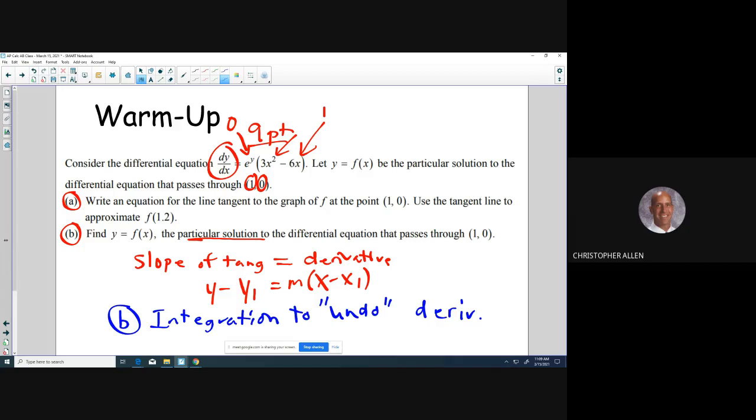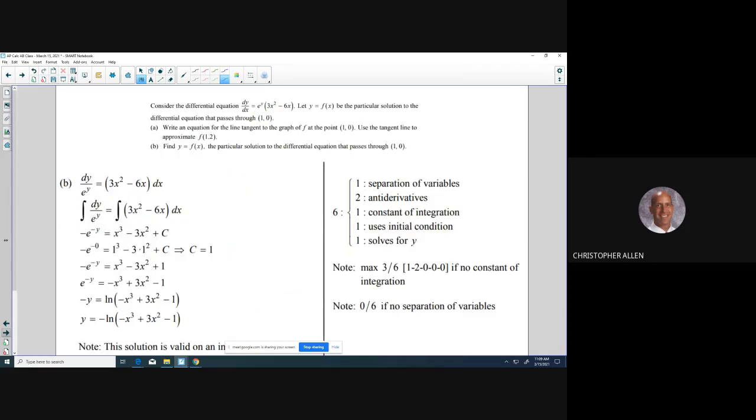So let's go ahead and I'm just going to go right to the scoring on this one. I'm going to tell you right now, this is out of 6 points. Remember, 9 points total, 3 from the first part, 6 points for this second part. This particular free response question only had 2 questions, which is actually unusual. Usually it's 3 or 4. So let's go through how to get those 6 points.